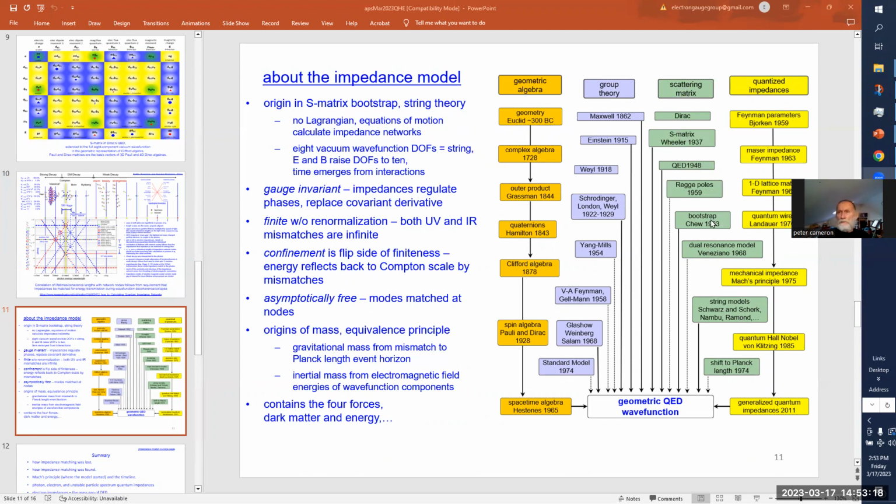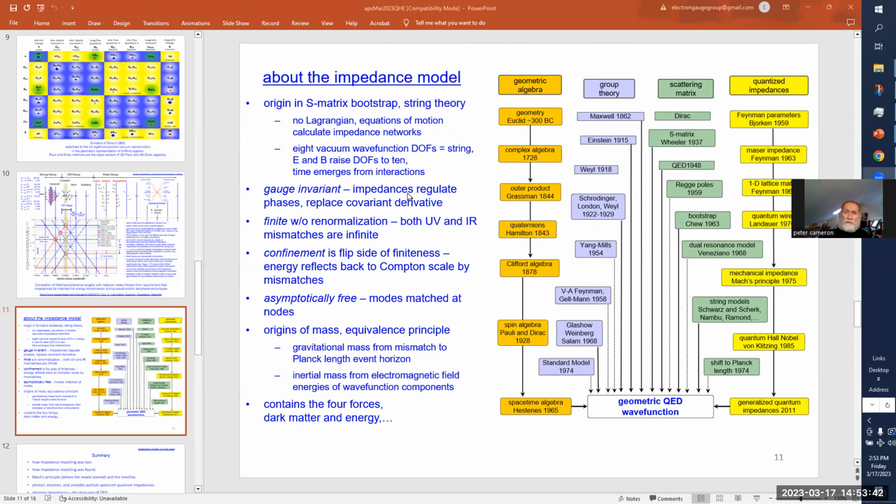They really did need to know the phase shifts from the impedances. Part of it was they couldn't get the phases worked out, and another part was they were working at the wrong fundamental length. They were working at the nucleon wavelength, but you have to work at the mass gap. You have to work at the electron Compton wavelength to understand what's going on.